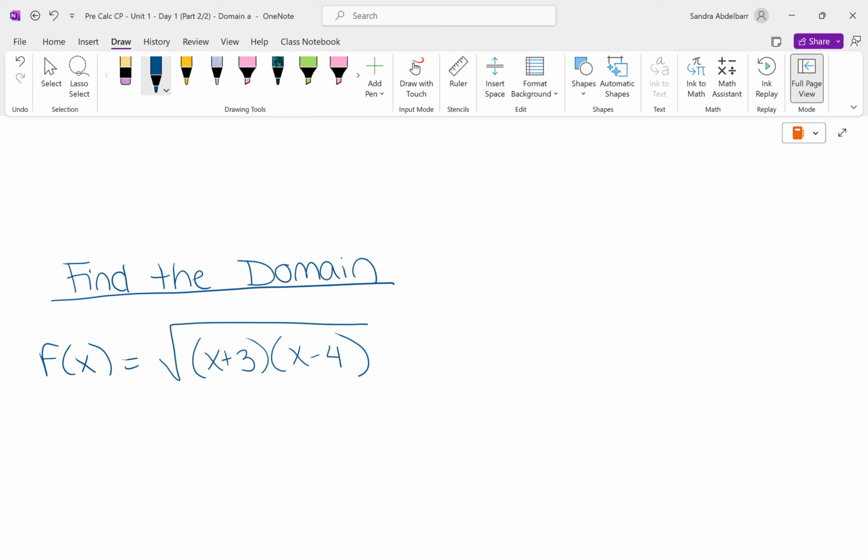Do we agree the red flag here is the radical? We can't have anything in the radical be negative. So what am I going to do? I'm going to take what's underneath my radical, x plus 3 and x minus 4. And now what sign am I putting here? Is it not equal to, greater than, or greater than or equal to 0? Greater than or equal to. You got it.